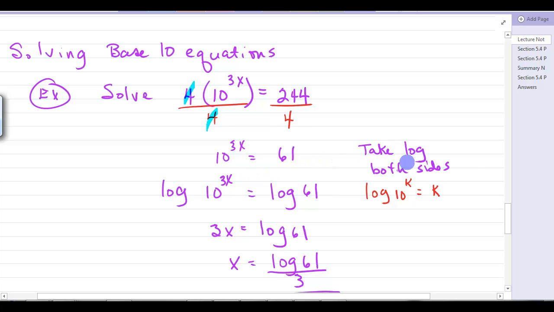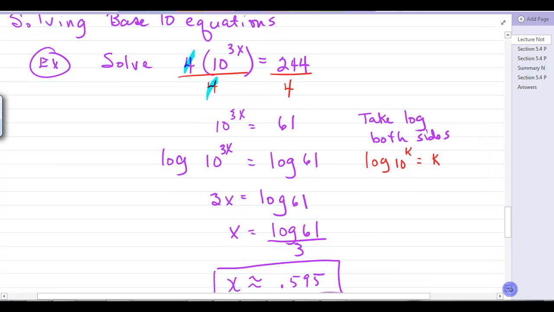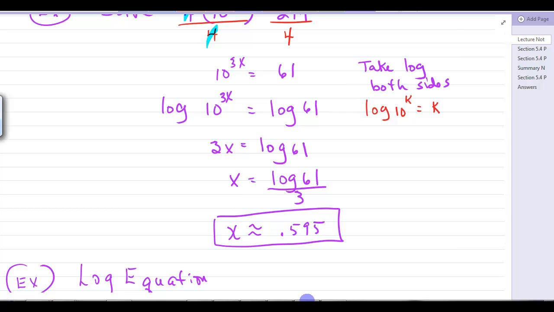Take the log of both sides using the rule log base 10 of k equals k. So we take the log of this side, log of this side. Well, this rule says log base 10 of this equals this. So what it does is get rid of the log and the 10. Okay, so we end up with just 3x by using that rule. 3x equals log 61. Divide by 3. Then you can do that on your calculator.